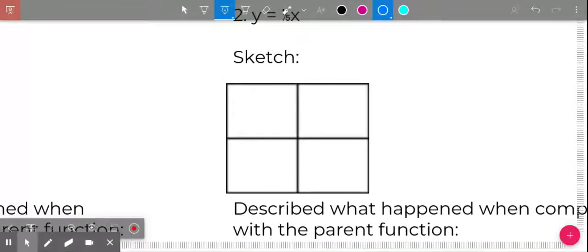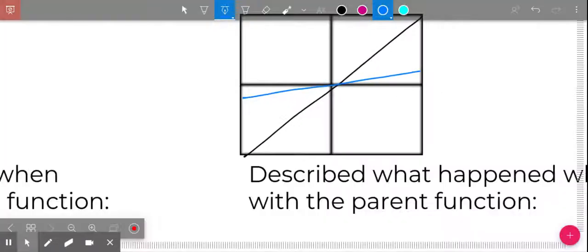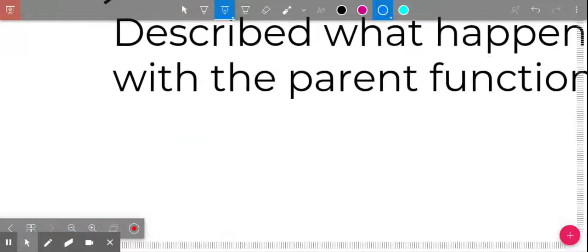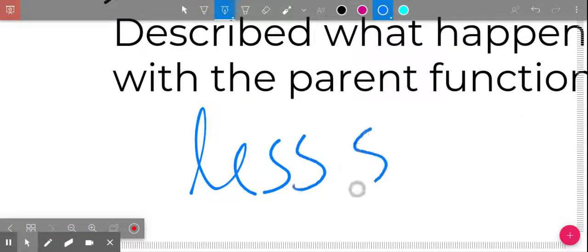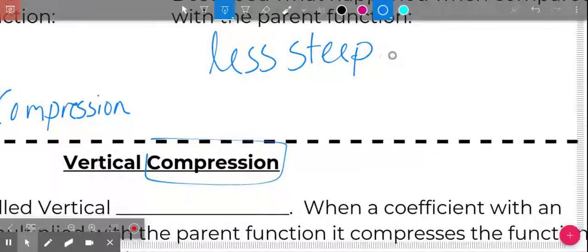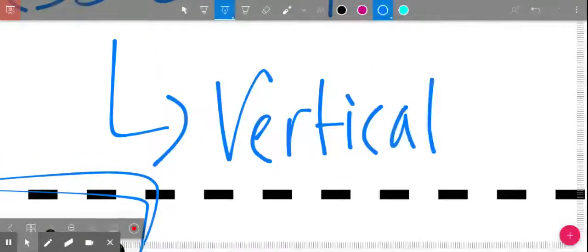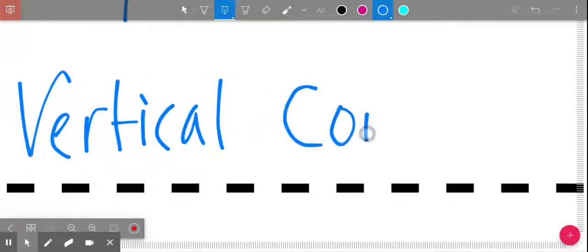Same thing with this one. Parent function. Our new function has a fraction of 1/5. When you put it in the calculator, it probably looks like this. It's even less steep. So we're also going to call this less steep, and we're also going to call this a vertical compression. So anytime there's a fraction up front, that means it's been vertically compressed.